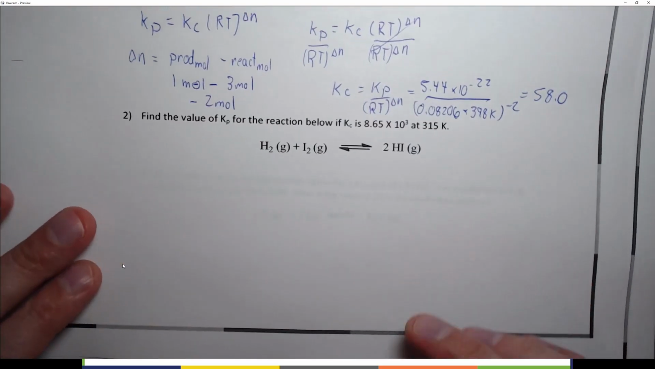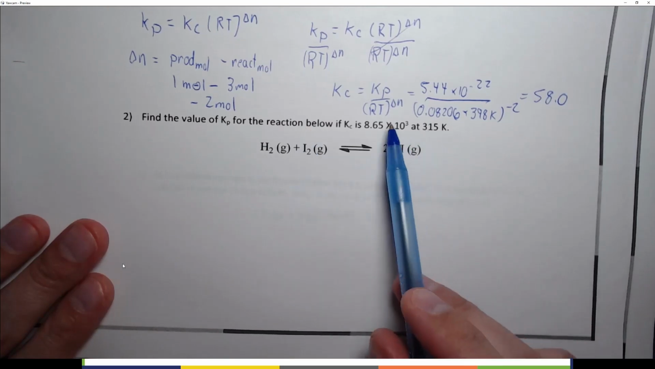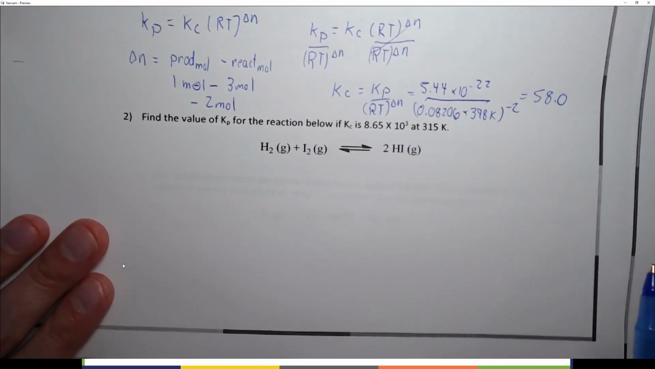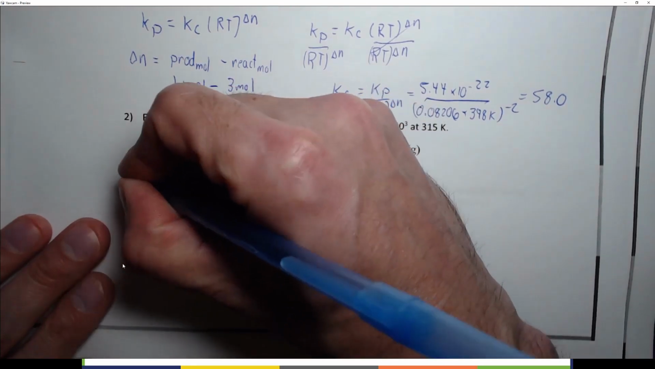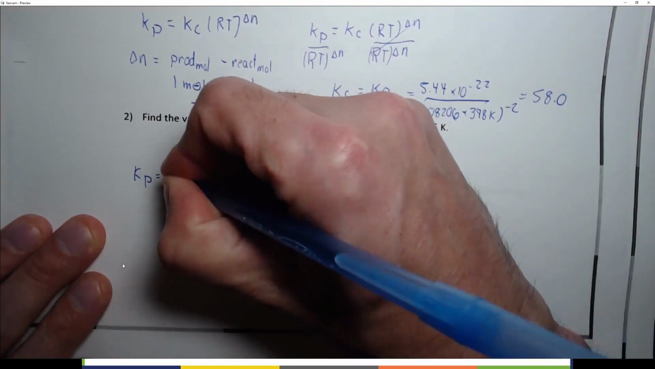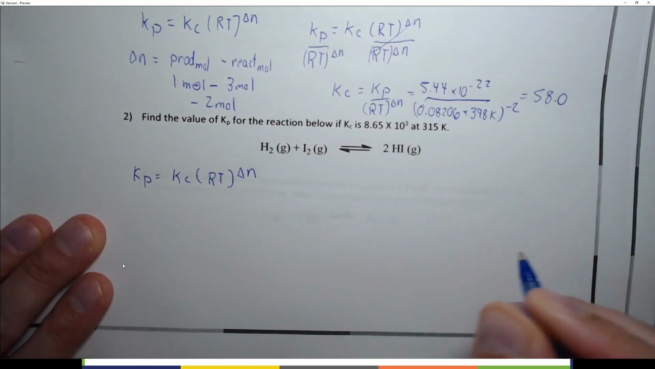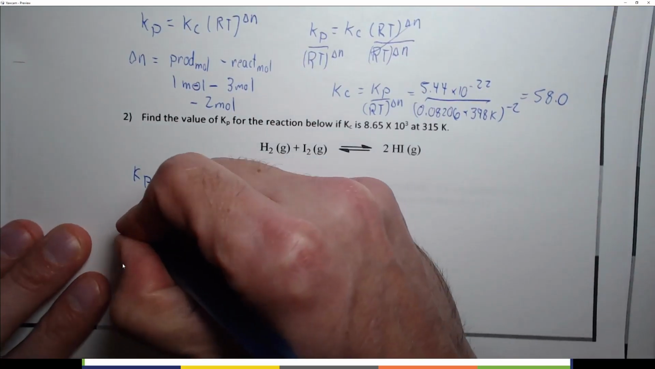Okay, in the second example, it says find the value of Kp for the reaction below if Kc is 8.65 times 10 to the 3. So we're going to use the same equation: Kp equals Kc RT to the delta N. Well, let's find delta N.